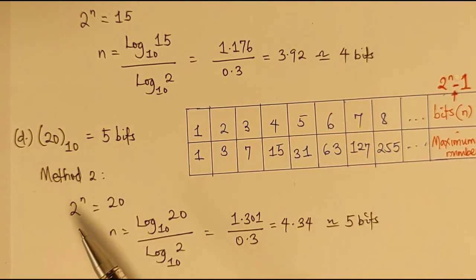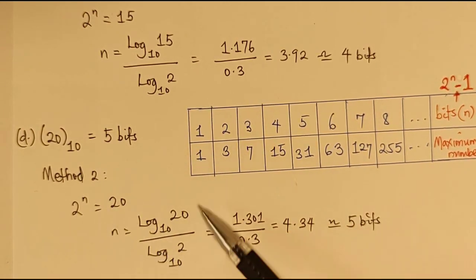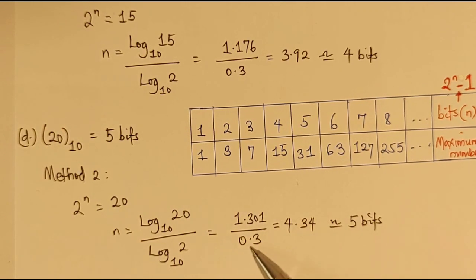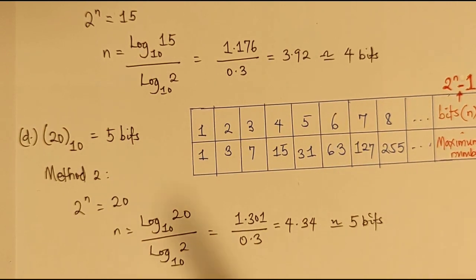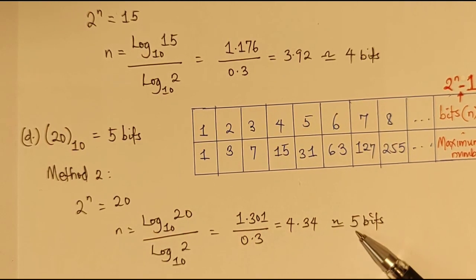Okay, so let's look at method 2. We have 2^n equals 20. While we introduce the log, we're going to have 1.301 divided by 0.3. You can see the 0.3 is just fixed here because we're working with log 10. So if we divide this, we're going to have 4.34. If we round it up, it's going to be 5 bits.